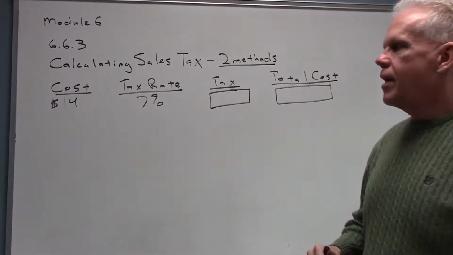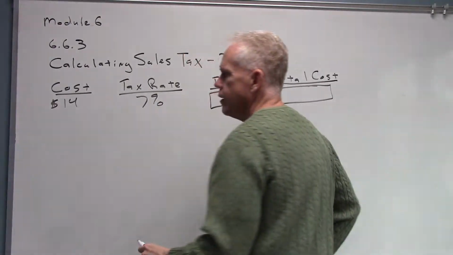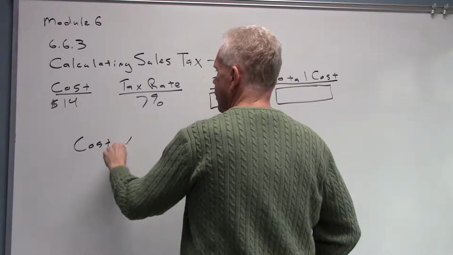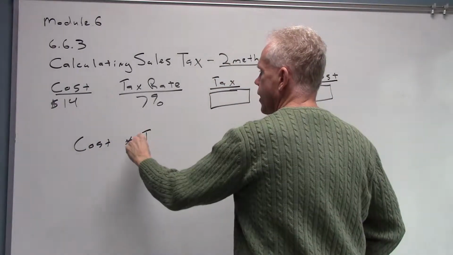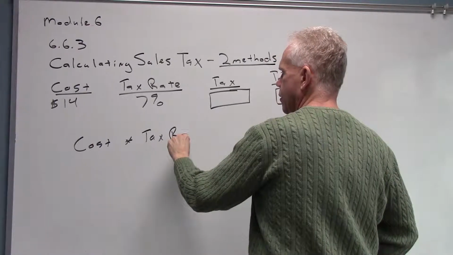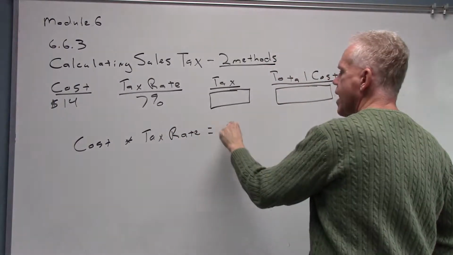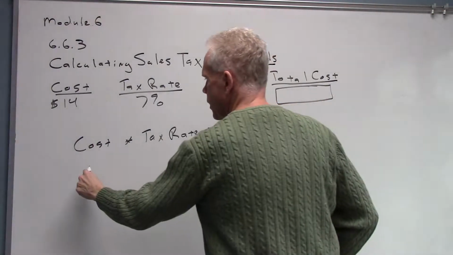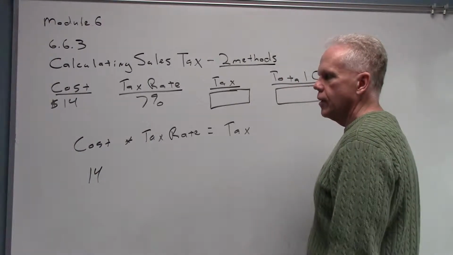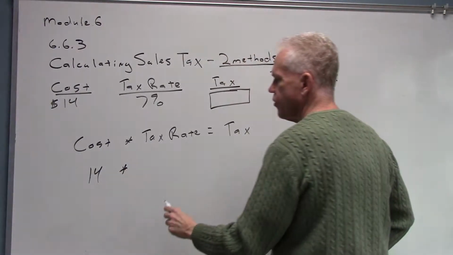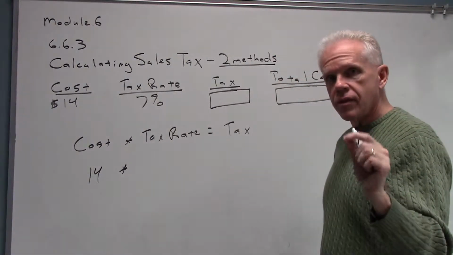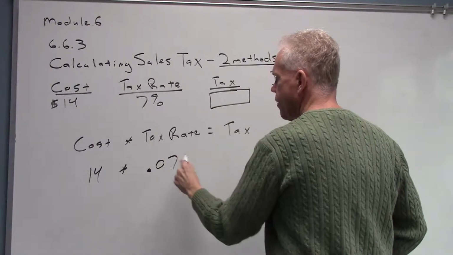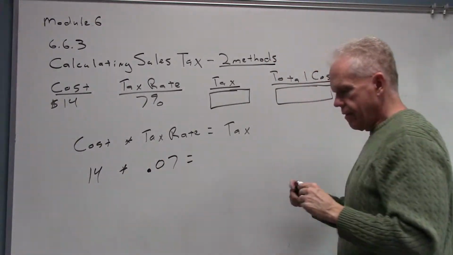One is the equation method. In the equation method, we simply say whatever the item cost times the tax rate will equal the tax. In my example, the item costs $14. The tax rate is 7%, which in this method we have to change to a decimal, 0.07. And then we'll multiply that together.